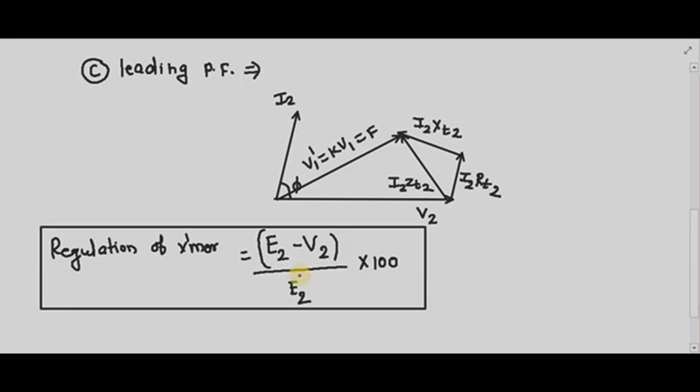So referring to the simple equivalent circuit or approximate equivalent circuit of the transformer, referred to the secondary side, we have drawn the phasor diagram and we have written the formula for the regulation. Similarly, you can refer the simple equivalent circuit of your transformer, referred to the primary side, and you can find out the regulation, right? So again I will draw, let us take one new sheet. So what is the simple or approximate equivalent circuit of the transformer, referred to the primary side? I will draw here again.